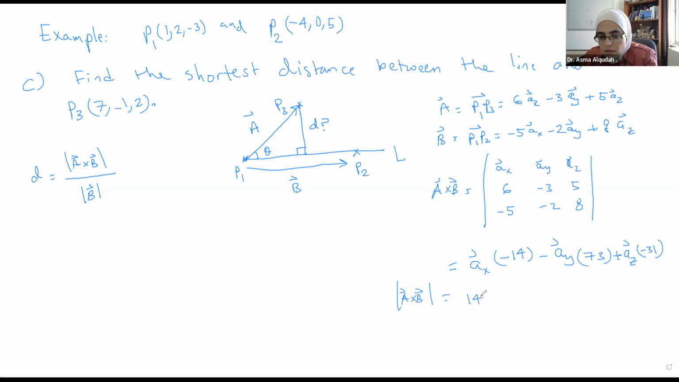Now we need to find the magnitude of A cross B, which is the square root of 14 squared plus 73 squared plus 31 squared. This is equal to around 80.54.